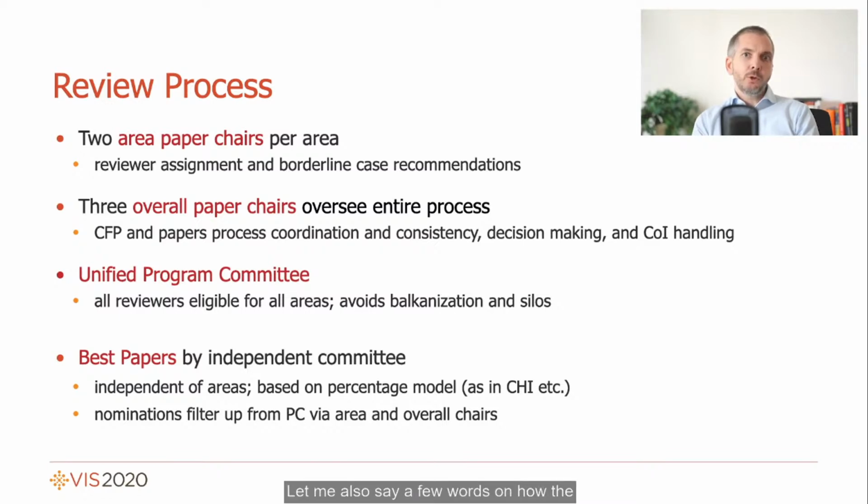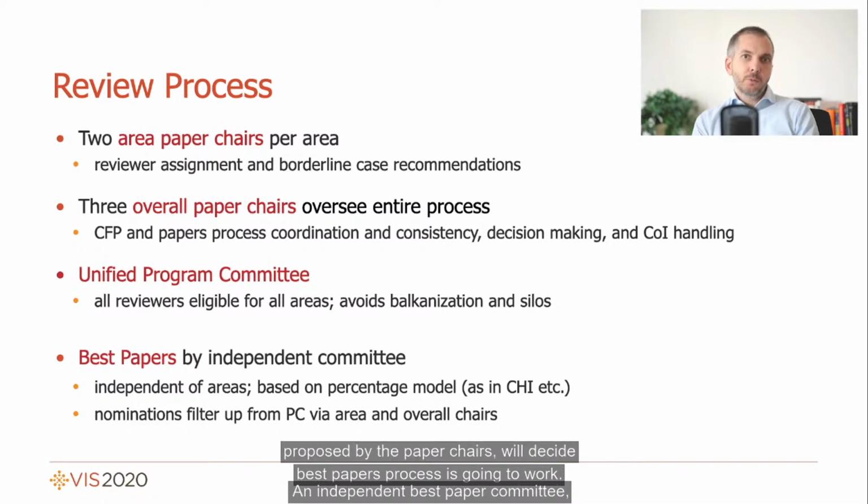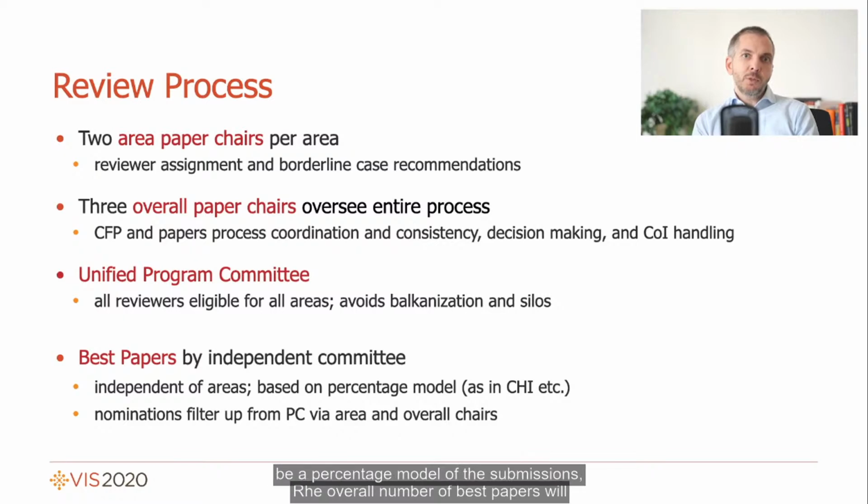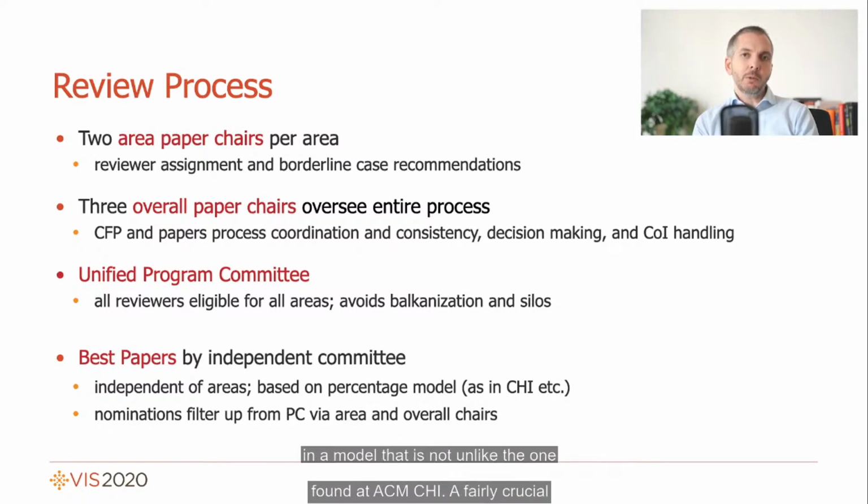Let me also say a few words on how the best papers process is going to work. An independent best paper committee proposed by the paper chairs will decide on the best papers, based on nominations that are filtered up from the area paper chairs. The overall number of best papers will be a percentage model of the submissions, in a model that is not unlike the one found at ACM CHI.